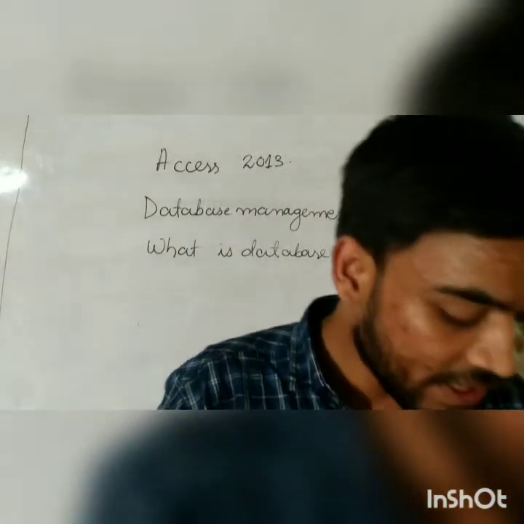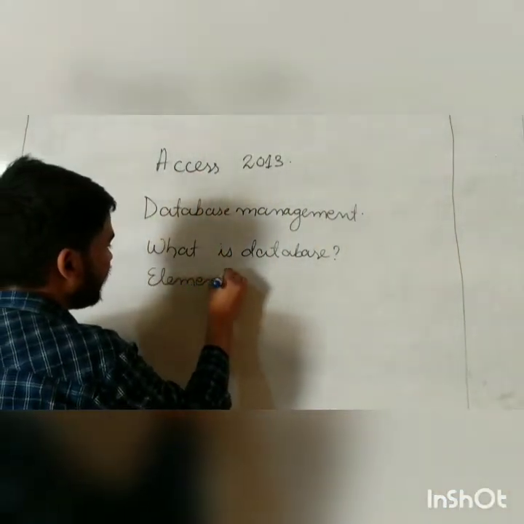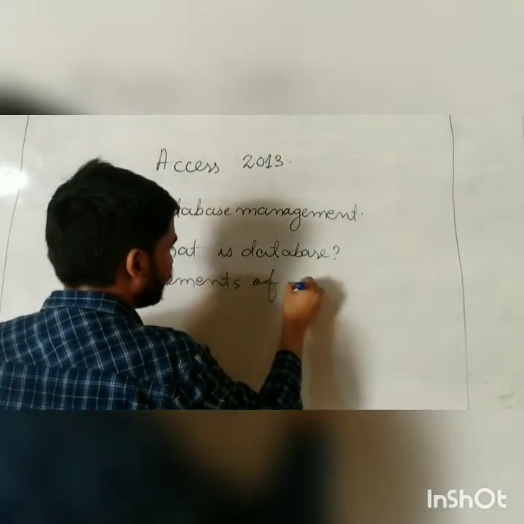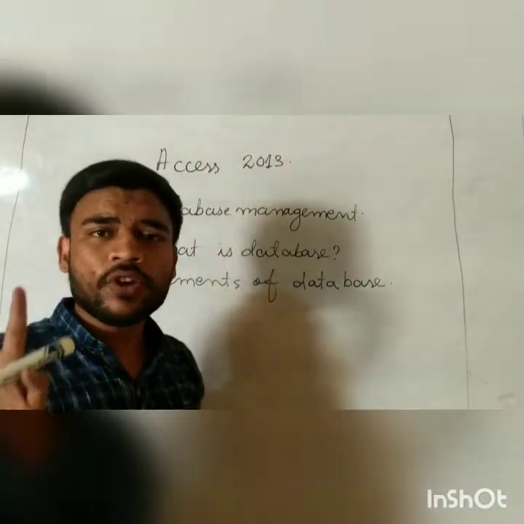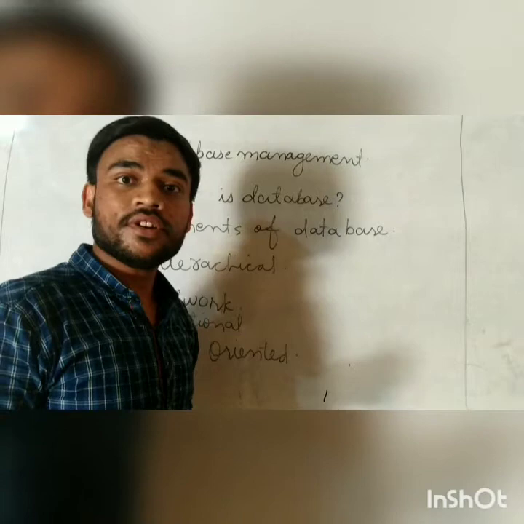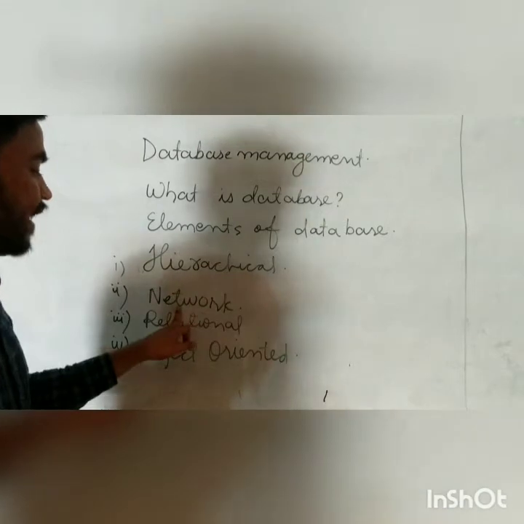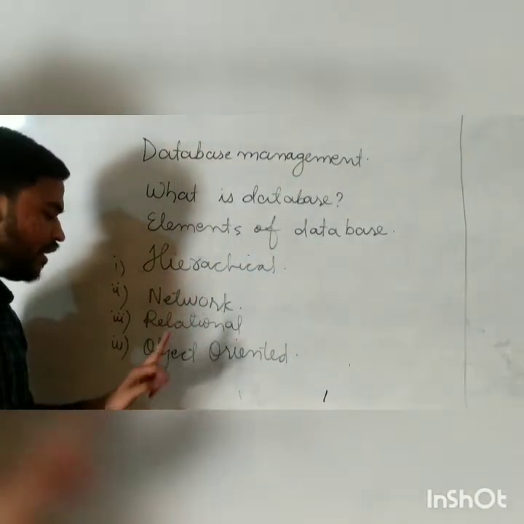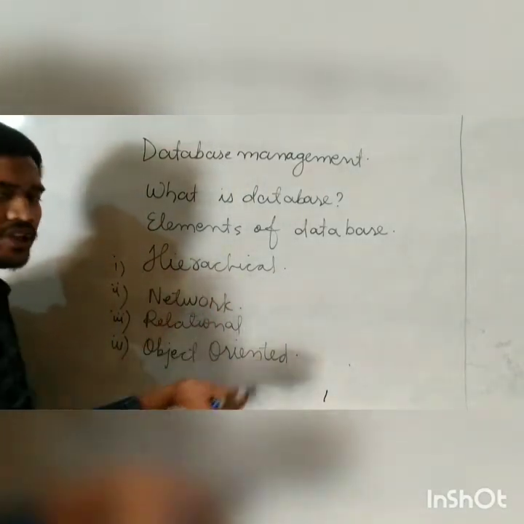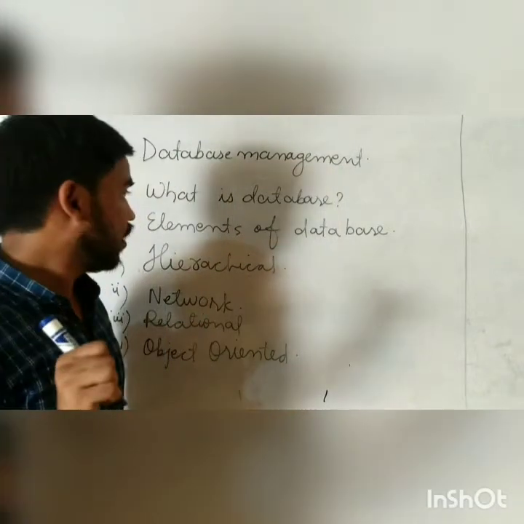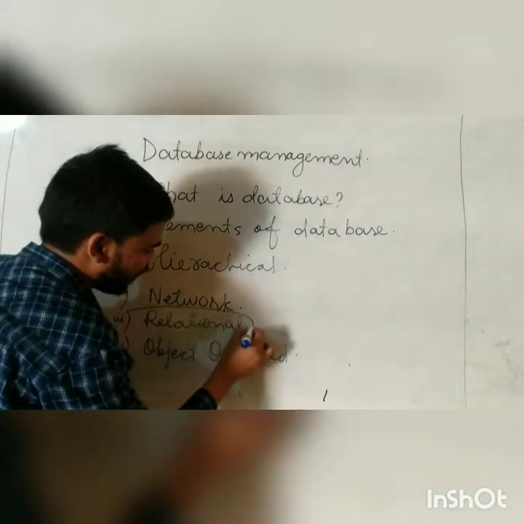Student, the next topic is very important, which is the elements of database. Student, there are 4 elements of the database. Number 1 is hierarchical, number 2 is network, number 3 is relational, number 4 is object oriented. Hierarchical, network and object oriented are the past versions of database management. But the latest type of database element is relational.